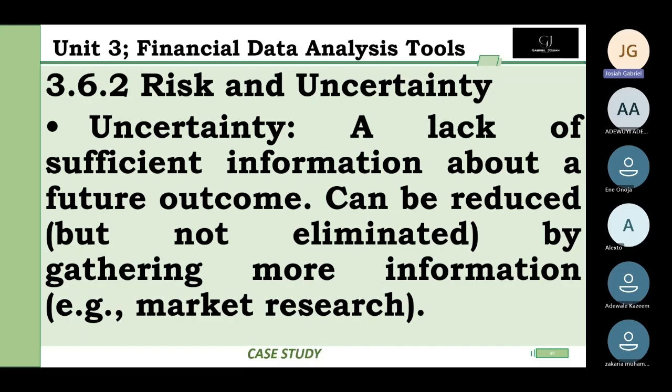So the lack of sufficient information speaks to uncertainty, and it can be reduced but not eliminated. Uncertainty's risk cannot be eliminated by gathering more information. Your uncertainty is only uncertain because you don't have information. But when you have information, you begin to have some level of certainty. And that's what information does. So information gathering, market research and development help you have information to make decisions.